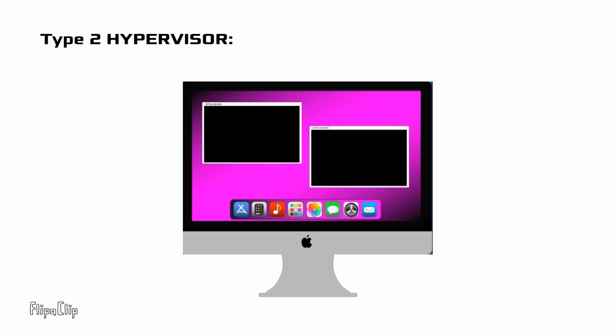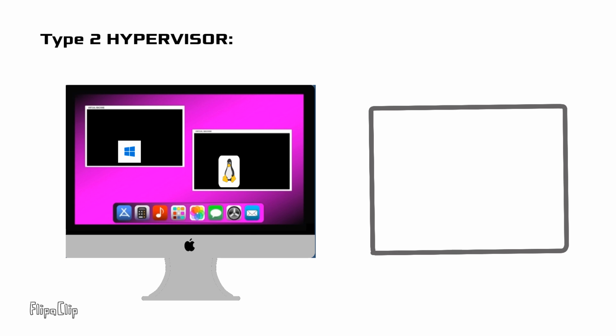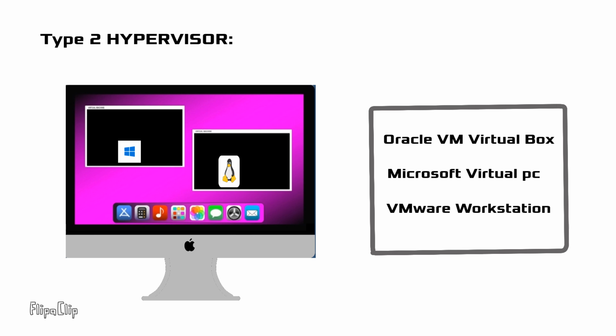A Type 2 hypervisor runs on an existing OS, as I said before, so we install it on the existing OS. It is mostly used for educational purposes. For example, people will install a Type 2 on their PC for test and research purposes. Type 2 hypervisor software includes Oracle VM VirtualBox, Microsoft Virtual PC, VMware Workstation, etc.